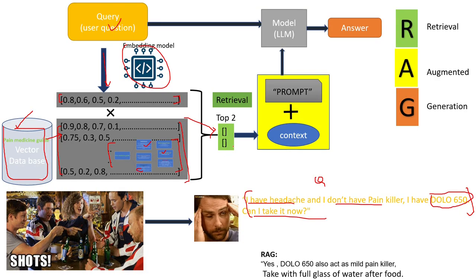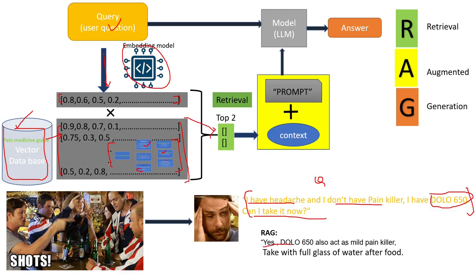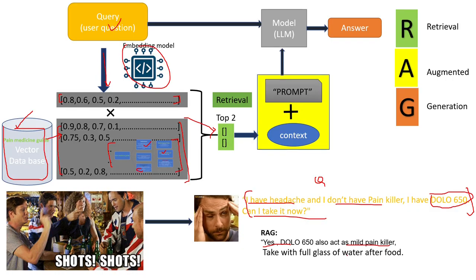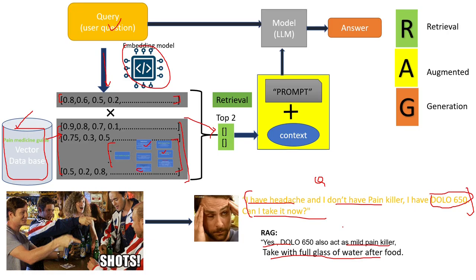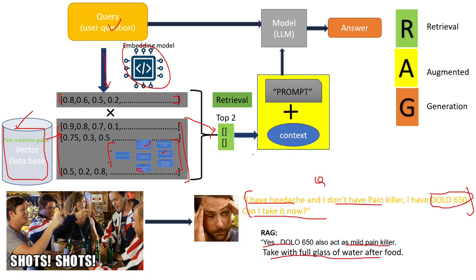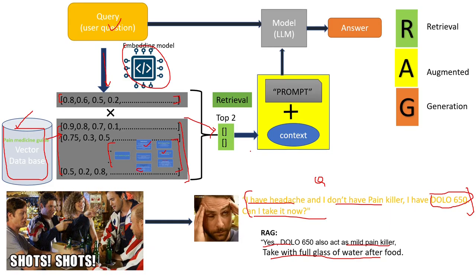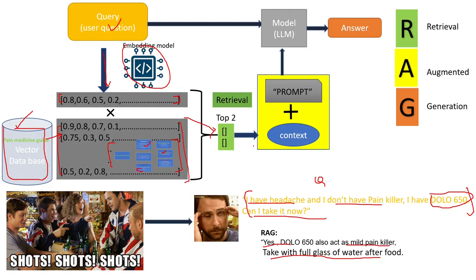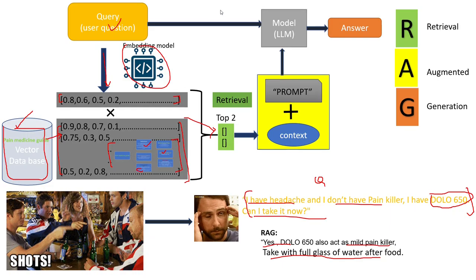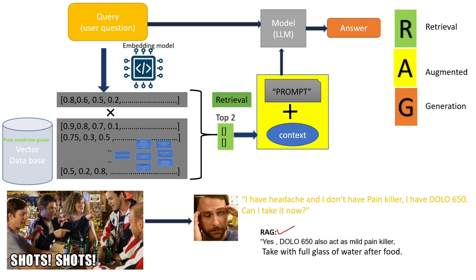Then your RAG, with your prompt and everything, gave the answer: yes, Dolo 650 is also a mild painkiller, take it with a full glass of water after food. Then you see, oh, whatever I built, I have got an answer out of it. Then you will feel proud, but wait for the next terminology.